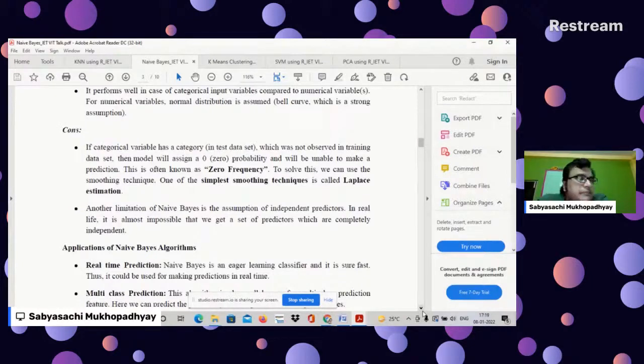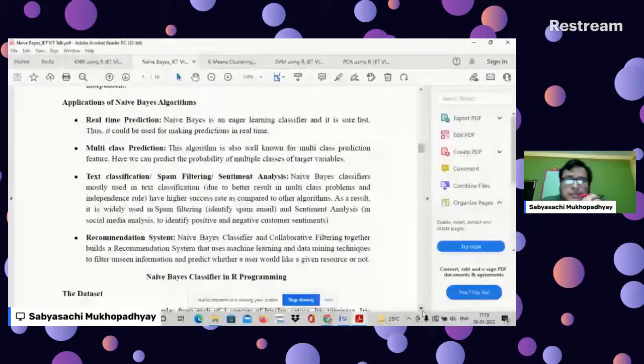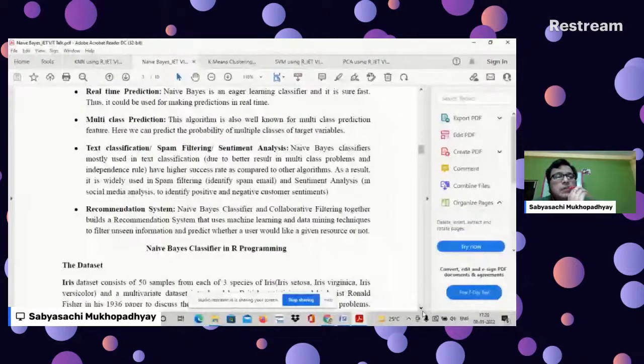There is another limitation: in practical scenarios it is not possible to get all the features independent, because some sort of direct or indirect dependency always comes up. That type of scenario you may avoid as well. Applications of the naive Bayes algorithm: real-time prediction, multi-class classification, text classification, sentiment classification, along with collaborative filtering, where naive Bayes classifiers are being used. Recommendation systems also use it along with collaborative filtering. So it has a lot of applications.